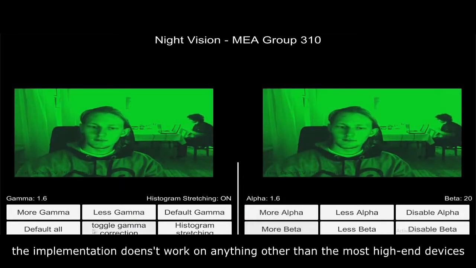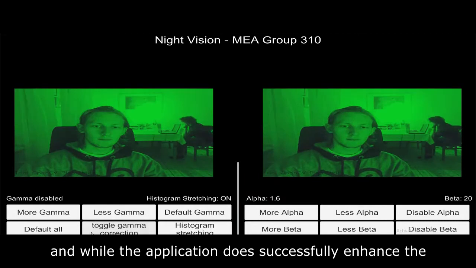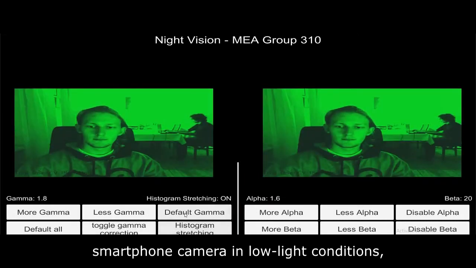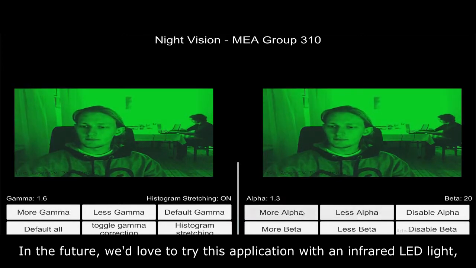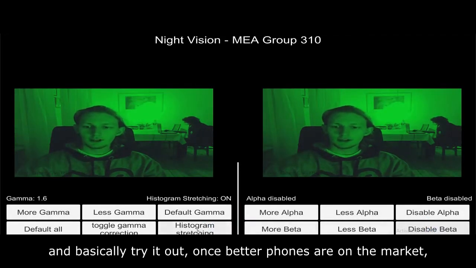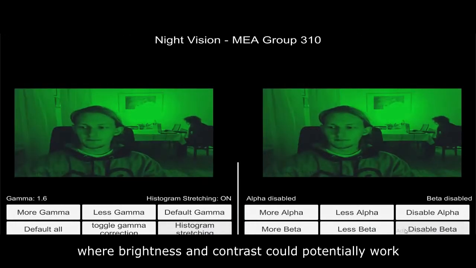In the end, the conclusion for the project was that the implementation doesn't work on anything other than the most high-end devices, and while the application does successfully enhance the smartphone camera in low-light conditions, unfortunately it still doesn't beat the human eye. In the future, we'd love to try this application with an infrared LED light and basically try it out once better phones are on the market, where brightness and contrast could potentially work.